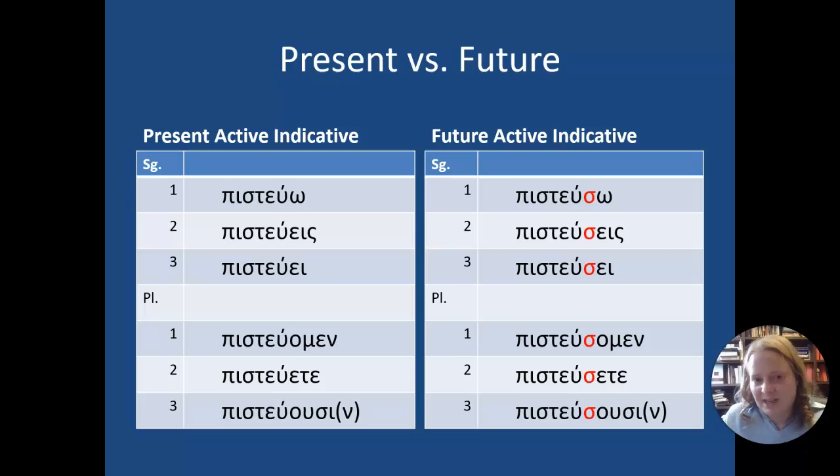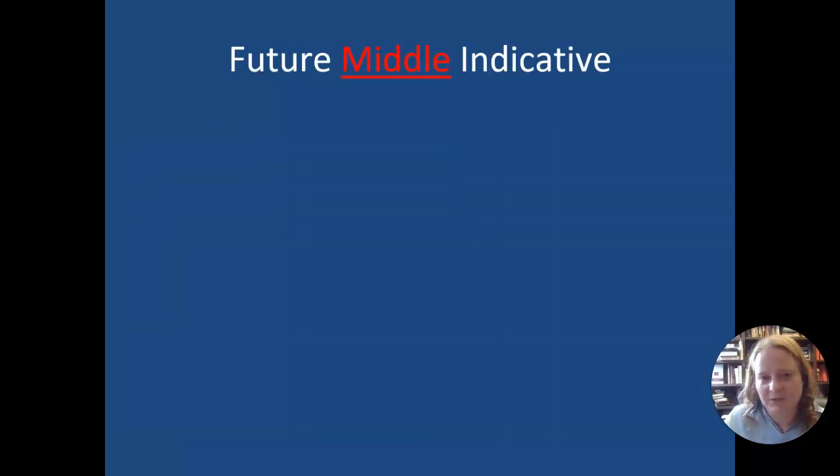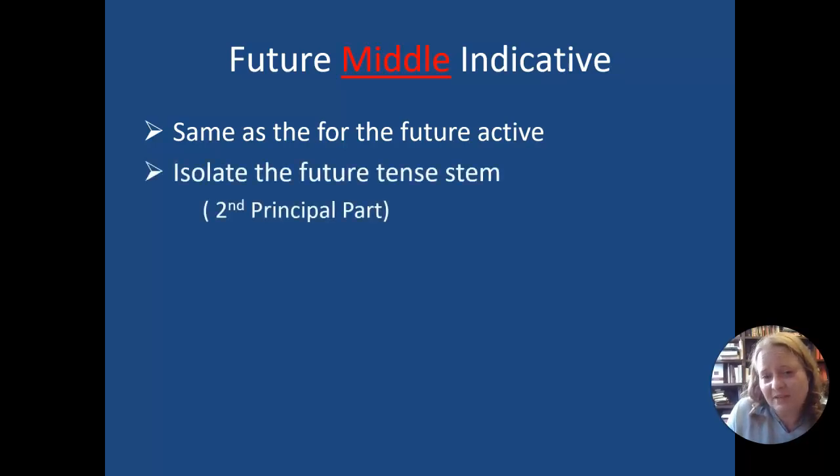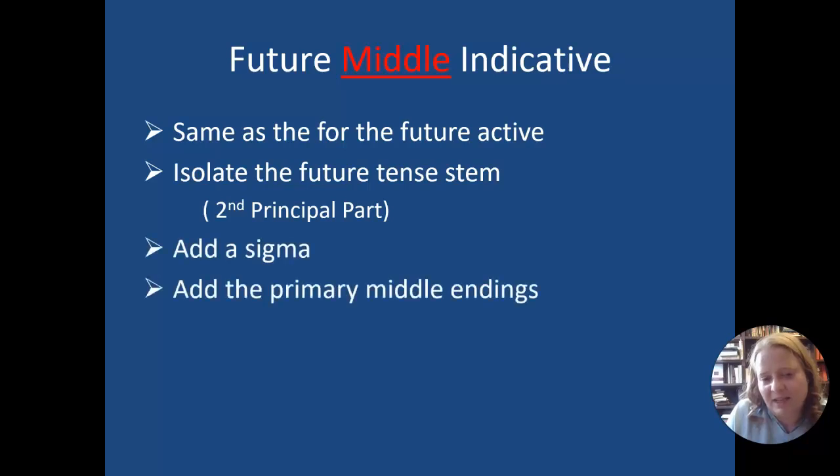Again, there's your present active indicative, and you just have added a sigma infix. That's what makes it future. And you'd make it I will believe, you will believe, he, she, it will believe. Same thing happens in the future middle. You isolate the future tense stem, the second principal part, you add a sigma, and then you add the primary middle endings. So the endings that we learned in chapter 9.